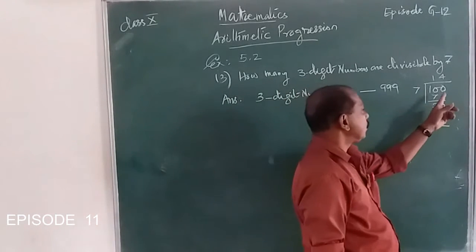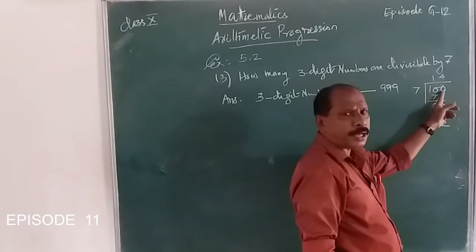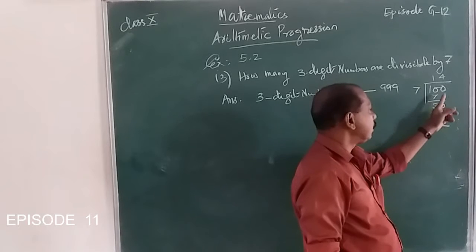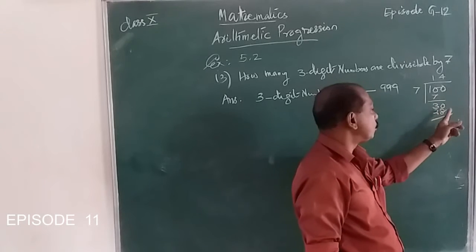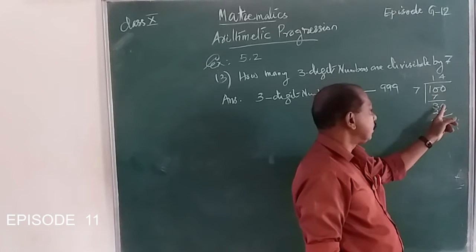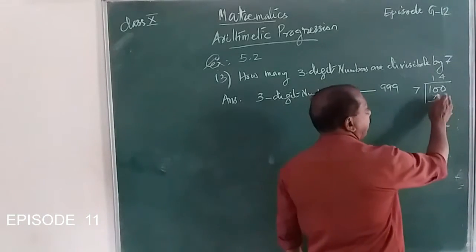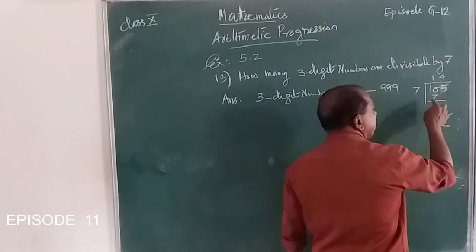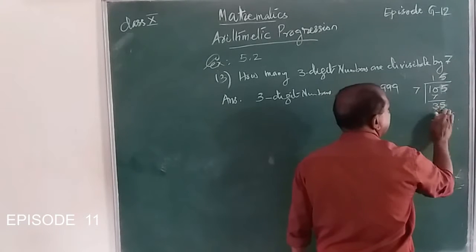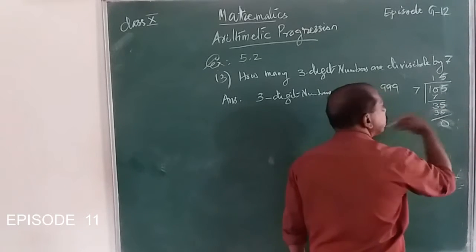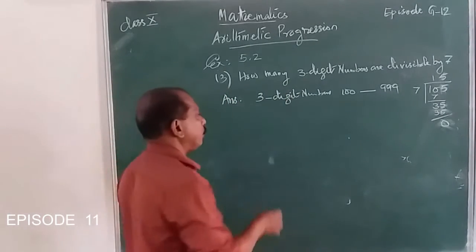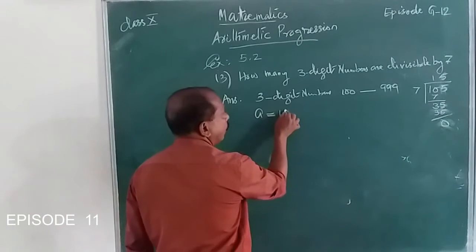If the last number is 1, therefore 31, remainder is 3. The last number is 2, 32 minus 28 is 4. The last number is 5, 35. Then 7 fives are 35. The remainder is 0. Therefore, the first number is 105. That means A is equal to 105.